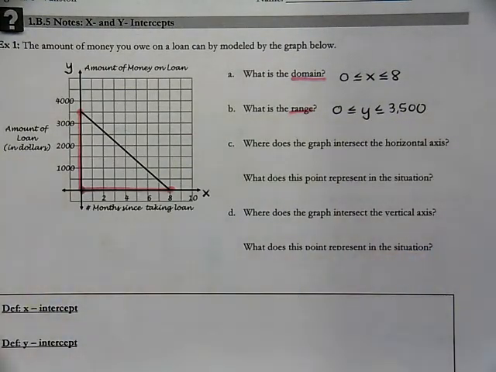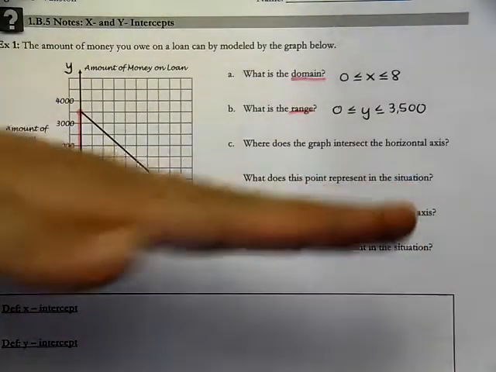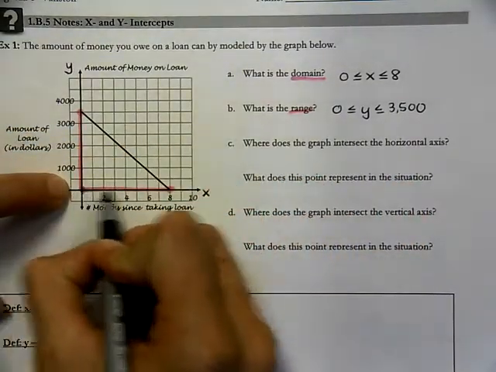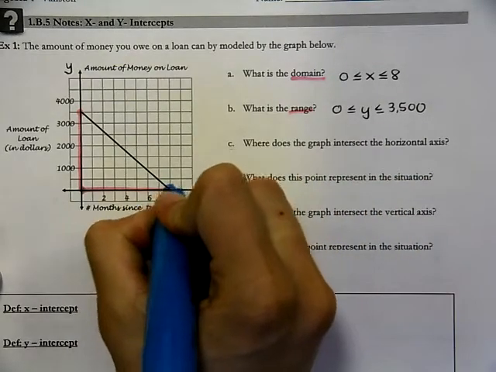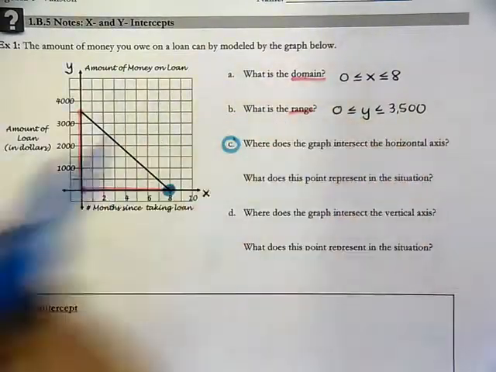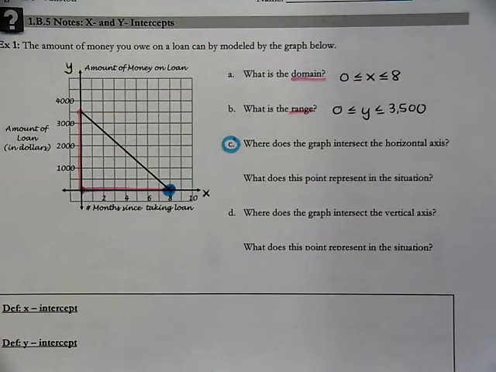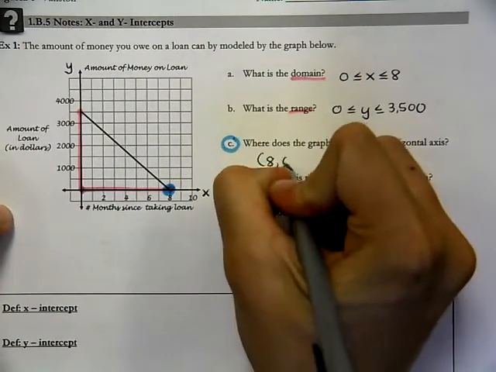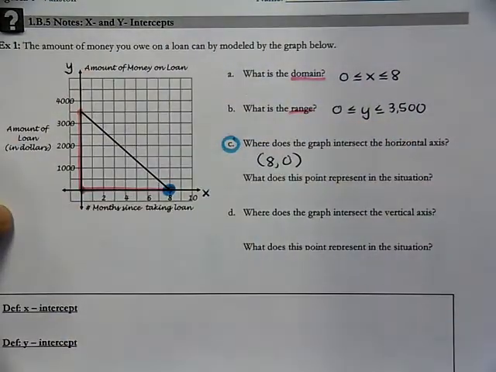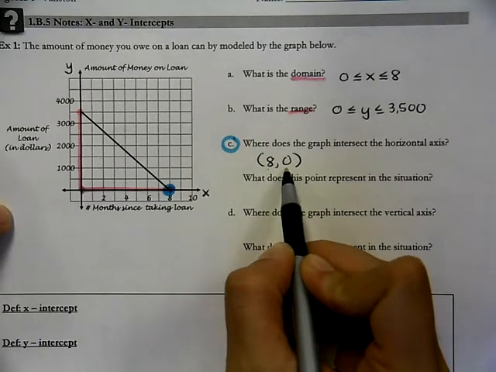It says, where does the graph intersect the horizontal axis? I know the horizontal goes this direction, and so here's the horizontal axis. I'm going to highlight that in blue. All right, so that's what the point is. I'm going to write it as a coordinate. That would be (8, 0). What that means is when x is 8, y is 0.